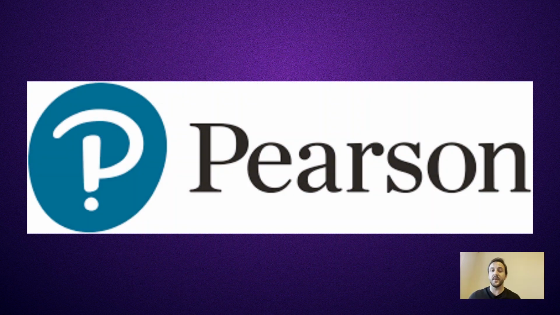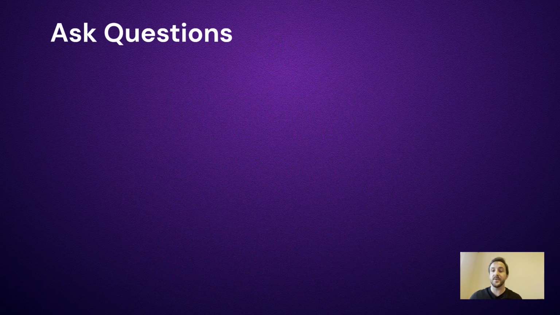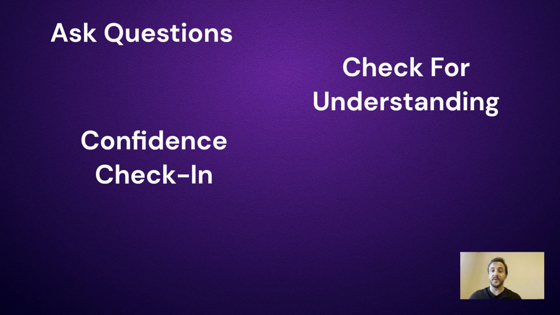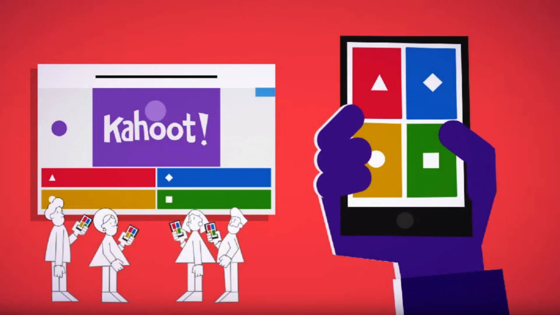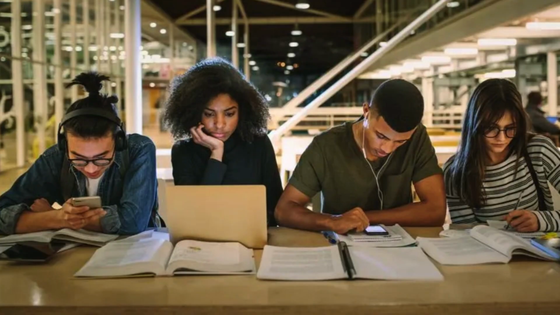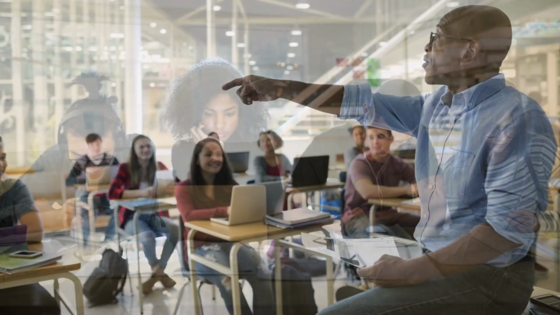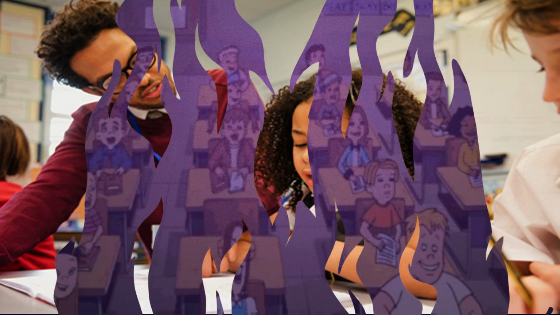So, where and when would you want to use a Kahoot in your course? Pearson.com establishes that the 5 informal assessment strategies for meaningful, formative insights are ask questions, check for understanding, confidence check-in, scan data, and be deliberate. Kahoot uses these strategies and is typically most effective when used near the end of a section of a course or as an exam review. It gives a pulse check on where students may need to give more attention in their own studies and lets the instructor know which areas of the material they may need to revisit or reinforce.